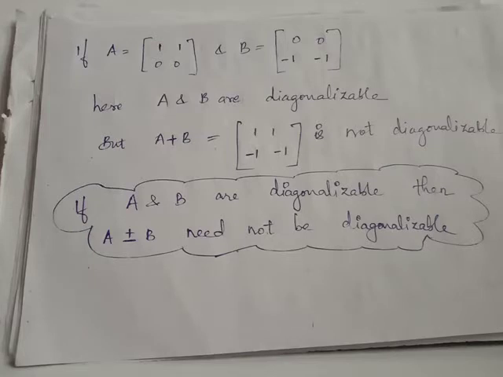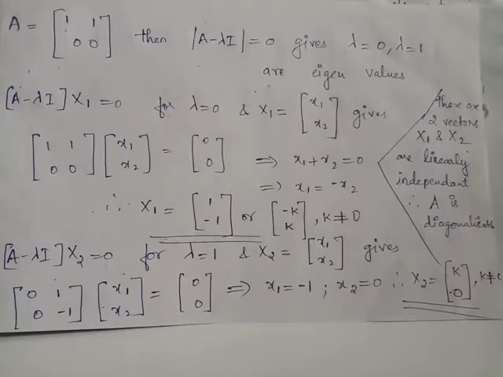Let us check whether A plus B is diagonalizable or not. Corresponding to distinct eigenvalues, there always exist linearly independent eigenvectors. And that is why we can conclude that a matrix with distinct eigenvalues will always be diagonalizable. Let us verify it for matrix A and matrix B. Consider matrix A 1, 1, 0, 0. We have the eigenvalues lambda equals 0 and lambda equals 1, which can also be verified using the characteristic equation.